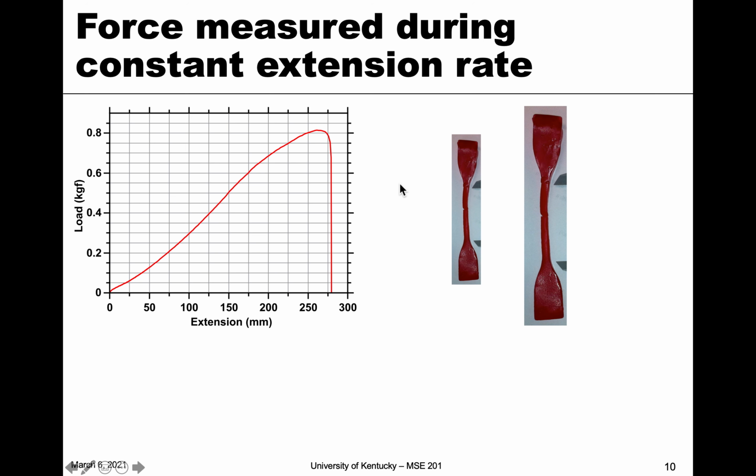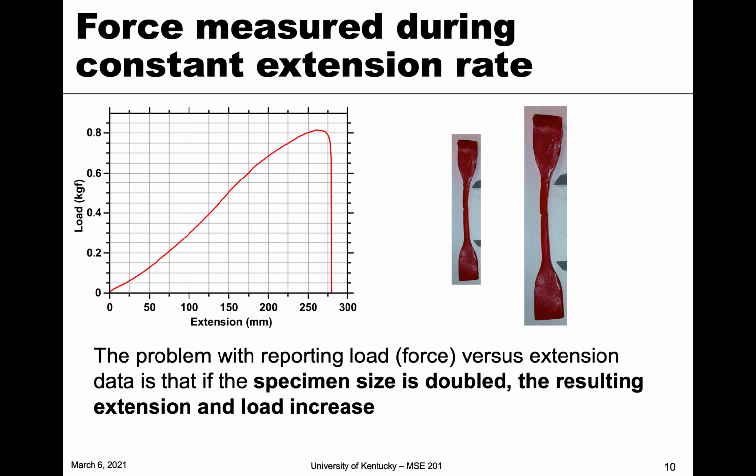Well, the problem with this is that by increasing the dog bone size, if we look at this result here, if it's a bigger sample, if the sample size is doubled, then the resulting extension and load would also increase. And so if we're trying to compare the mechanical properties of this gummy material, they're getting altered by the specimen that we choose, by the sample size. And so this isn't good.